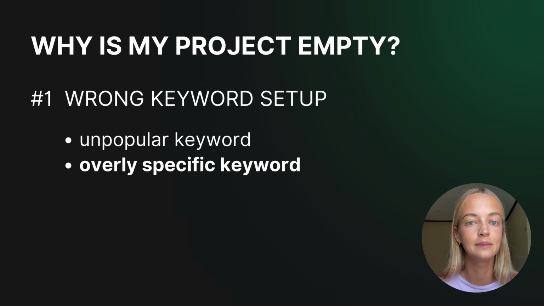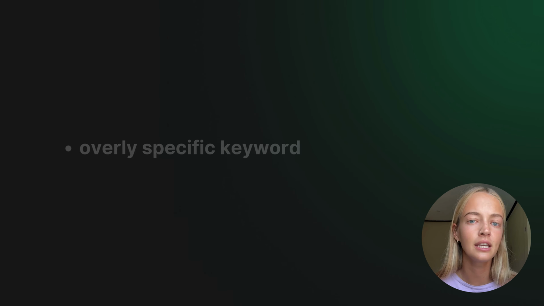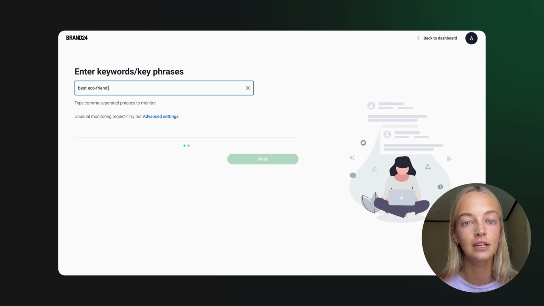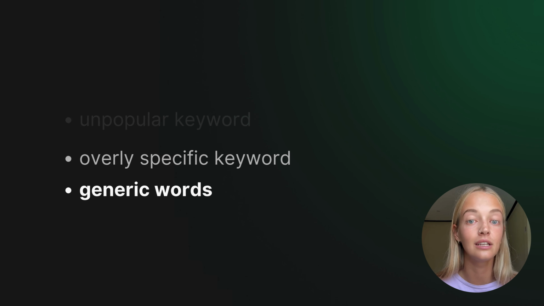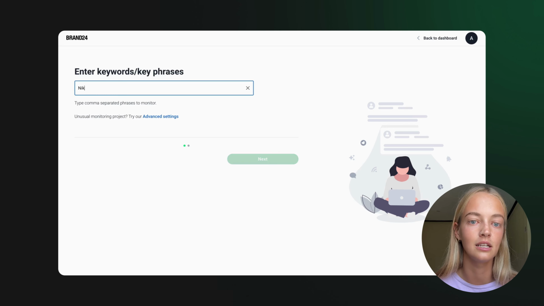Avoid long, overly specific keywords too. Tracking a full sentence like best eco-friendly skincare product in New York probably won't bring results. Shorter phrases like eco skincare work much better. And don't use generic words such as the, and, or in. They are ignored by search engines. Good keywords are short, clear, and specific, like Nike, just do it, or hashtag just do it.